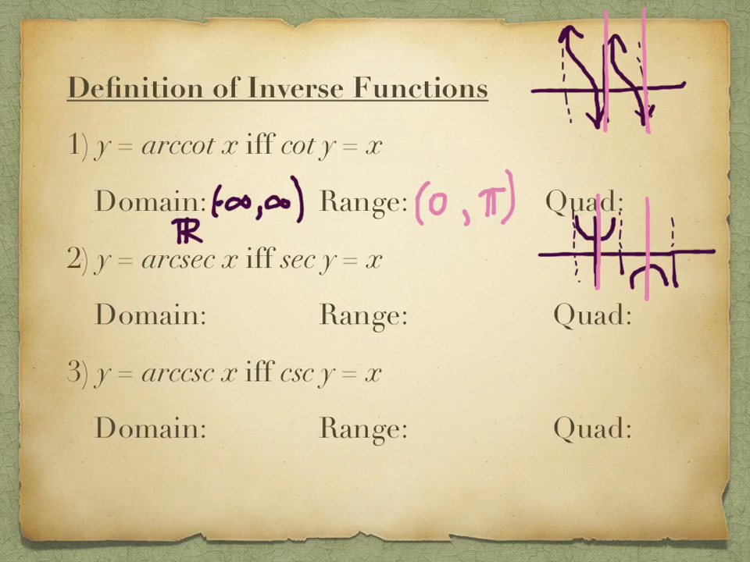So if you're taking a look at this graph and you're wanting to know the domain of arcsecant, we would be looking at the range on this picture of the graph of secant. What range do you have? Negative infinity to infinity? You're missing something in that.